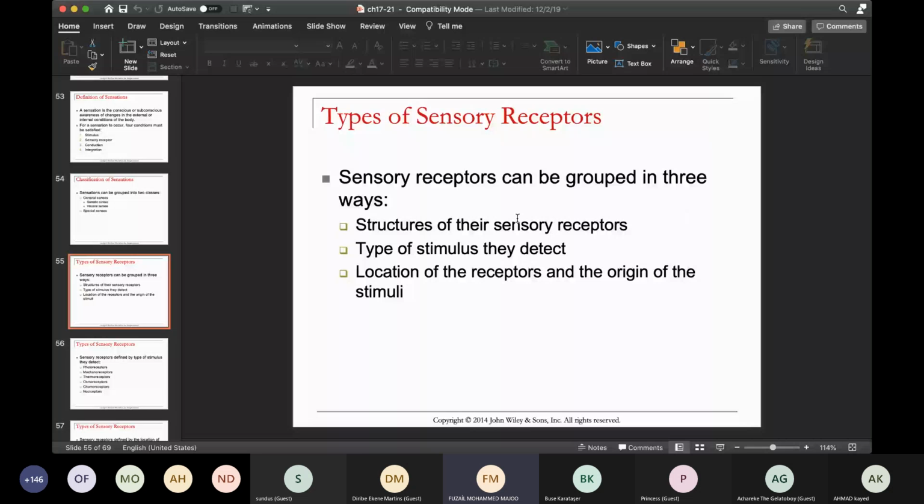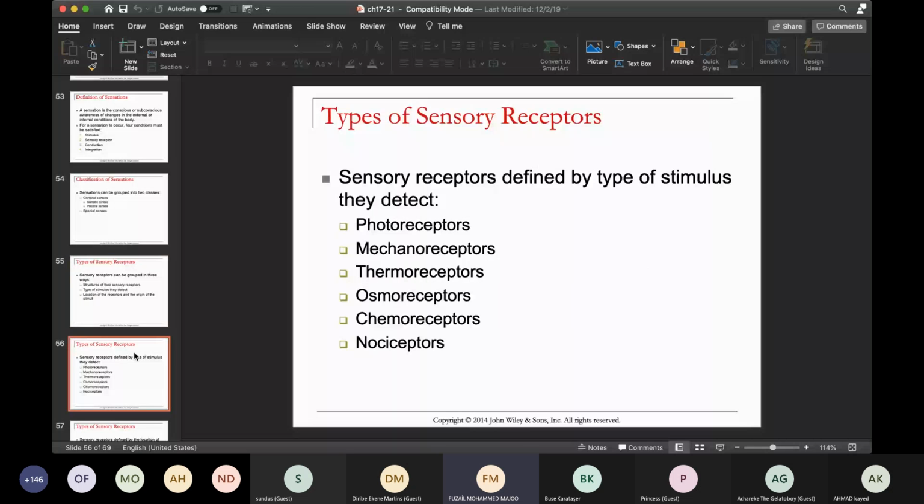Also, they could be grouped according to the type of stimulus they detect. What do they detect? Lastly, they could be grouped according to the location of the receptors, in addition to the origin of the stimuli that the information is coming from. So, for example, we have photoreceptors. What do you think photoreceptors detect?